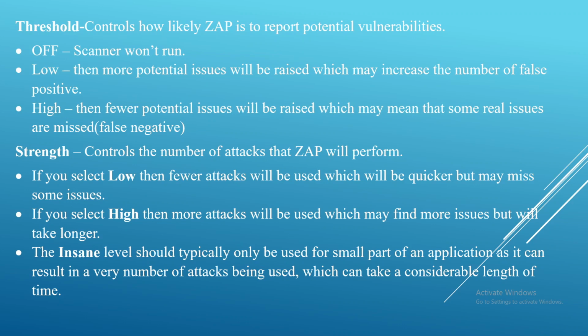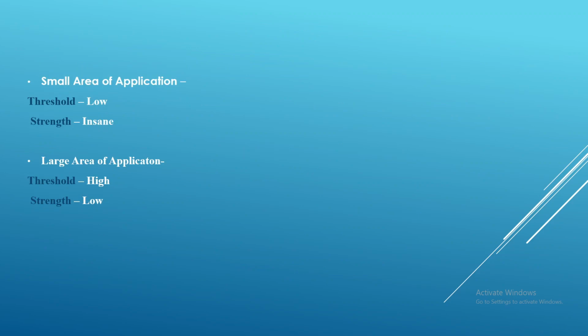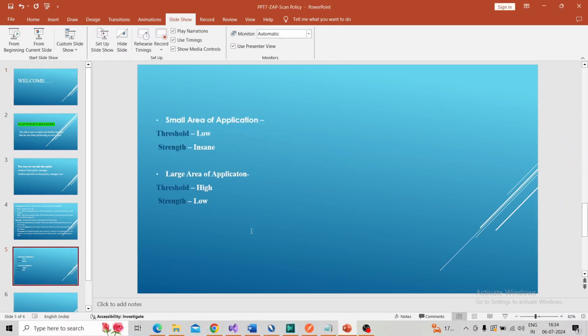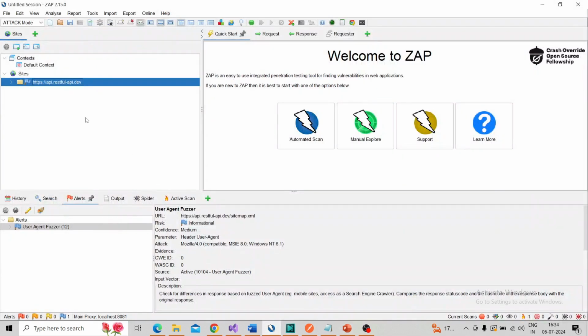We no need to configure that policy. Okay, then coming to, I have taken two examples here. That means two types of scan policy creating. That means small area application scanning. Suppose you are testing a small area of application, then you can set the threshold as low and strength as insane. Coming to the second example, a large area of application, then you can set the threshold as high and strength as low.